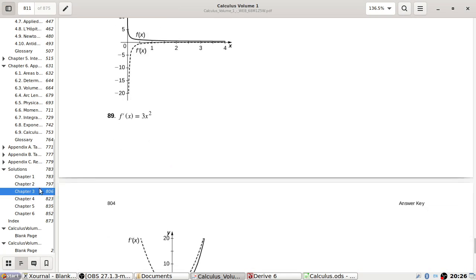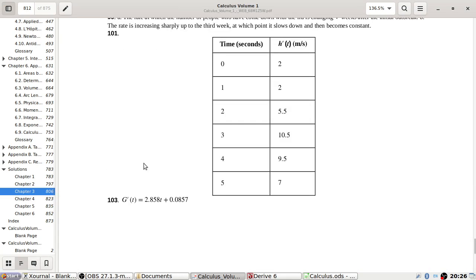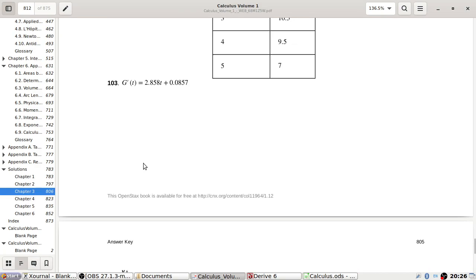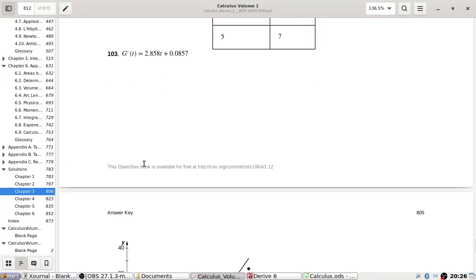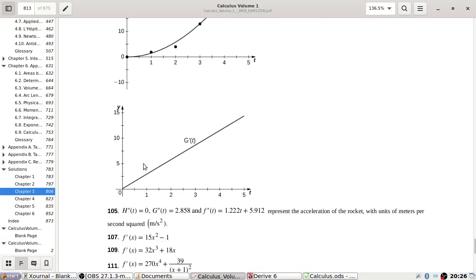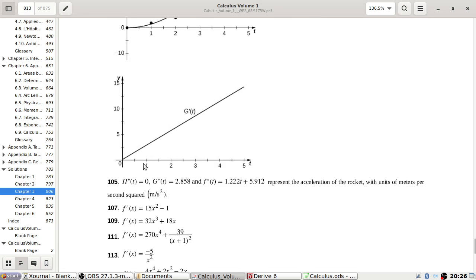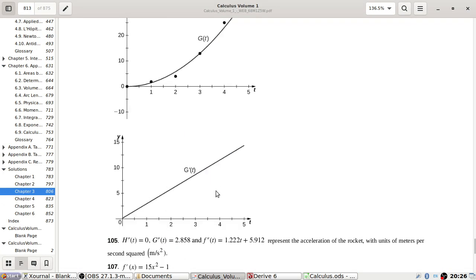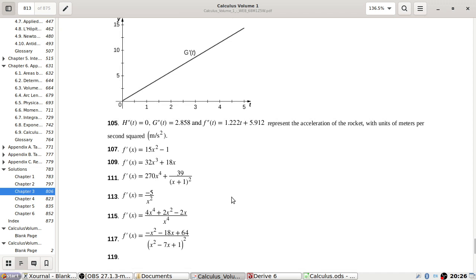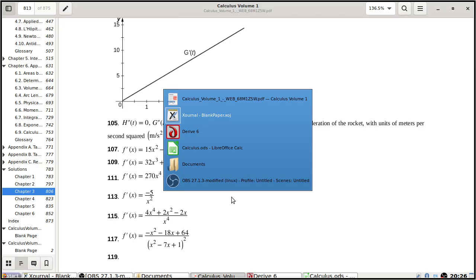103. Okay. Yeah, that's right. It's the G dash represents the acceleration. Yeah, that's right. But we'll never know what the answer is. Oh well.